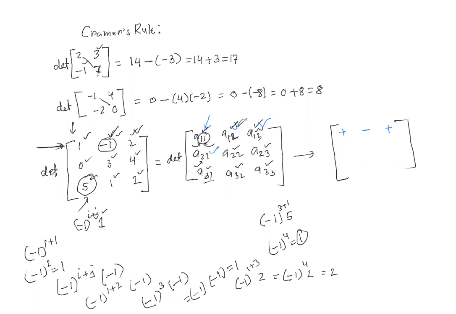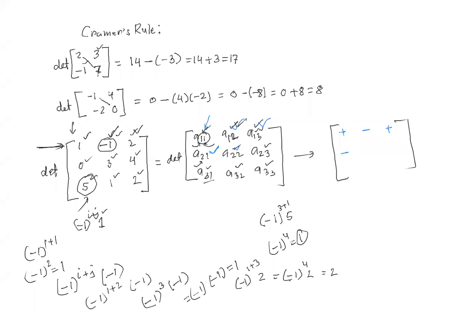Can you repeat the question, please? What is the sign associated with A21? I don't know. Okay. Mariana, what is the sign associated with A21? I'm not sure. What is 2 plus 1? 3. Is it an odd or even number? Odd. If it is odd, then it's minus. If it's even, it's plus.